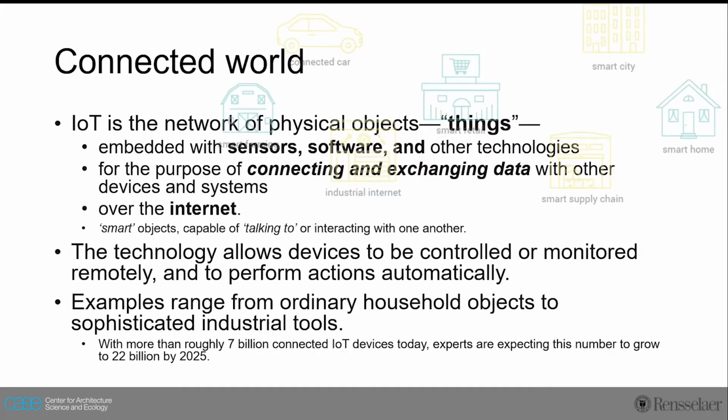Why do they do it? So this is one very important aspect. We already have maybe thermostats to control, but these devices also help us control and monitor remotely to perform actions automatically without being physically there with the device. So that's one huge step in that sense. Examples range from ordinary household objects to sophisticated industrial tools that we are going to look into in a second. These devices are growing rapidly, and experts are expecting this number to grow to 22 billion by 2025.